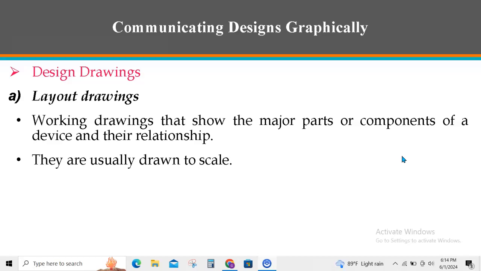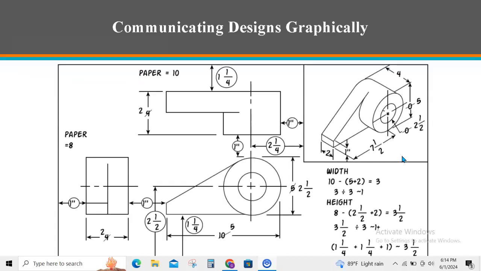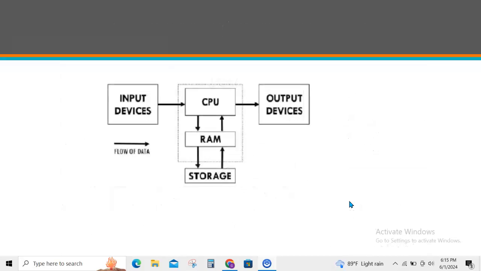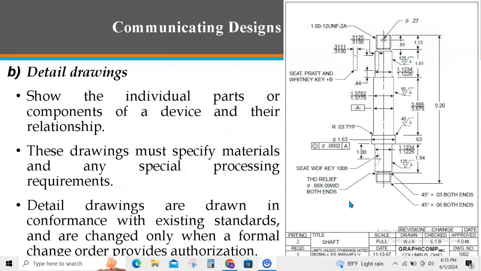We have layout drawings and design drawings. First one is layout drawing. Layout drawings are drawings that are drawn with a scale. This is an example of a layout drawing where you have to mark the scale, like what is the length, what is the height, what is the width. Next is detail drawings. Detail drawings are where you have to show the detail of every part, like what materials are used, what are the different requirements, etc.